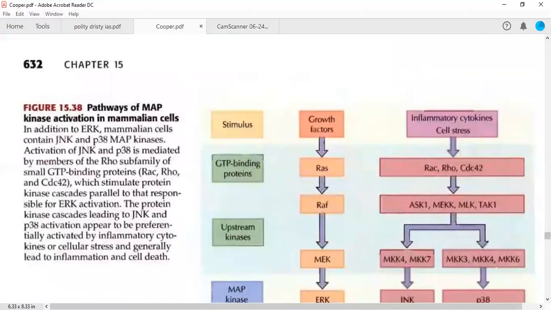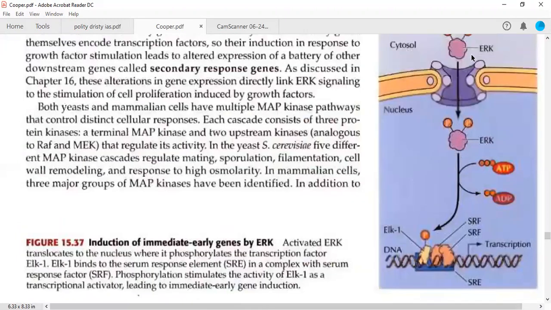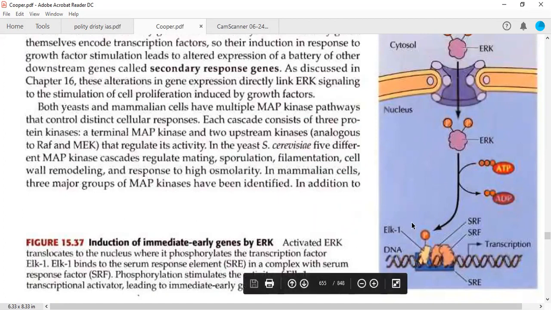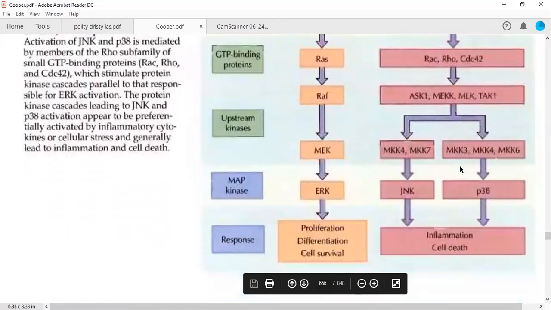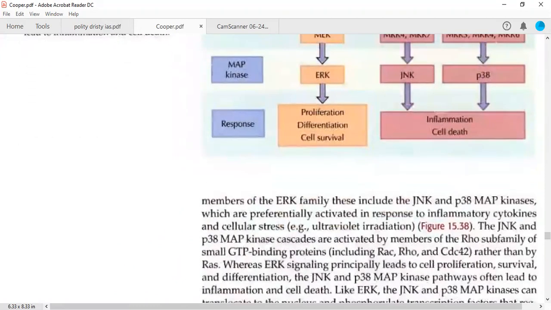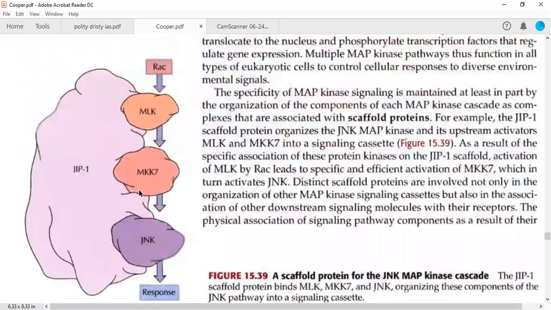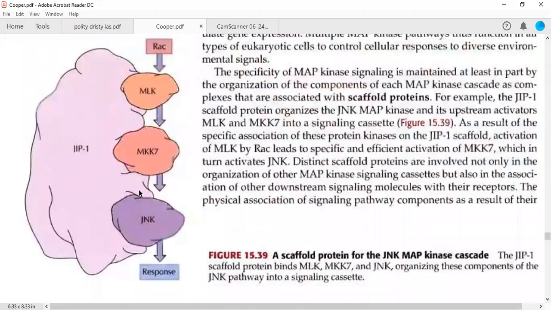For example, here it is very clearly shown that this ERK will go inside the nucleus. It will phosphorylate some of the transcription factors. Not exactly the same, because these are involved in cell proliferation, and the second are involved in cell death. So obviously there are some different proteins, but they will work analogously, similarly. So that's all for today.